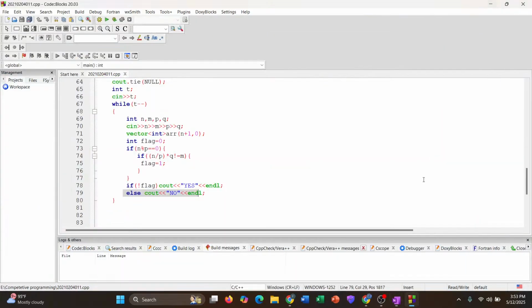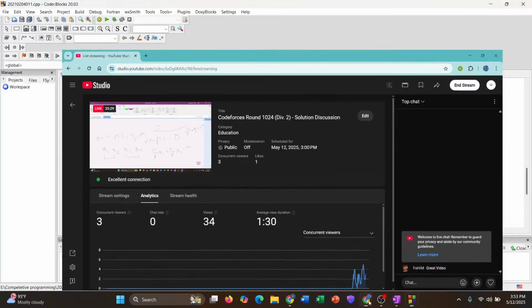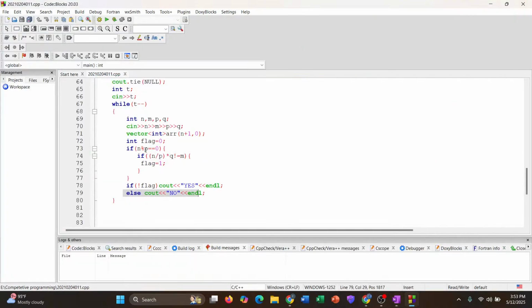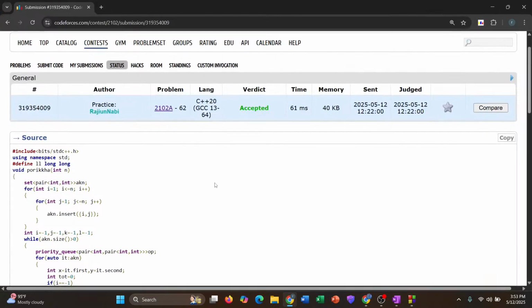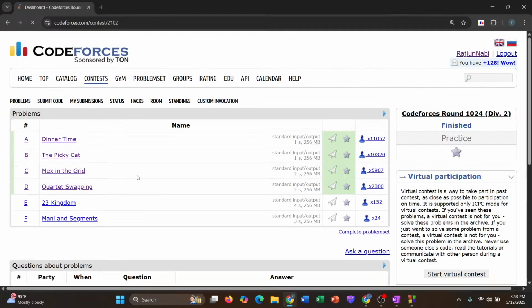But for the first case, when n percentage of p, the remainder, is equal to 0, if it is not equal to m, then the answer does not exist, otherwise the answer exists. That's what I did in this code. So I hope you guys clearly understand my code. So this is all about A.